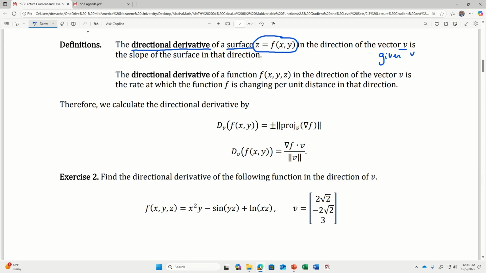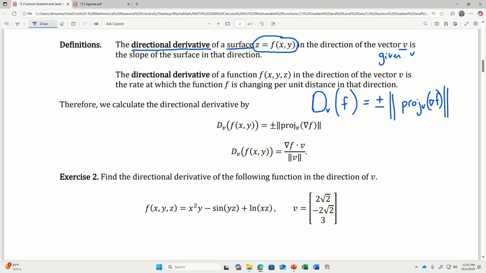And the directional derivative in the direction of v, we're going to write a capital D with a little subscript v to mean the directional derivative in the direction of v. And I want to find the directional derivative of f. This is either going to be plus or minus the norm of the projection of the gradient vector onto the vector v.